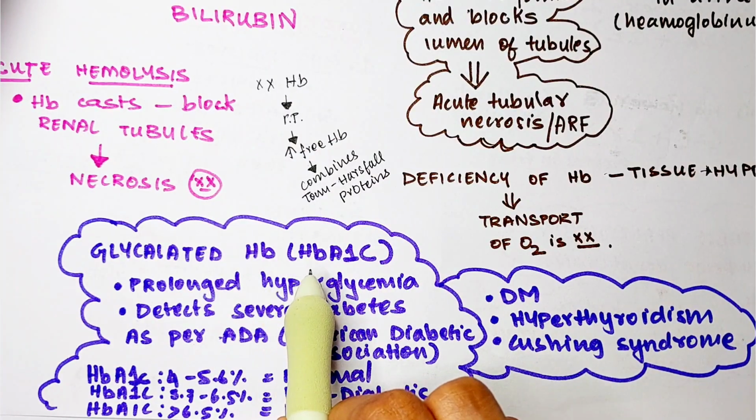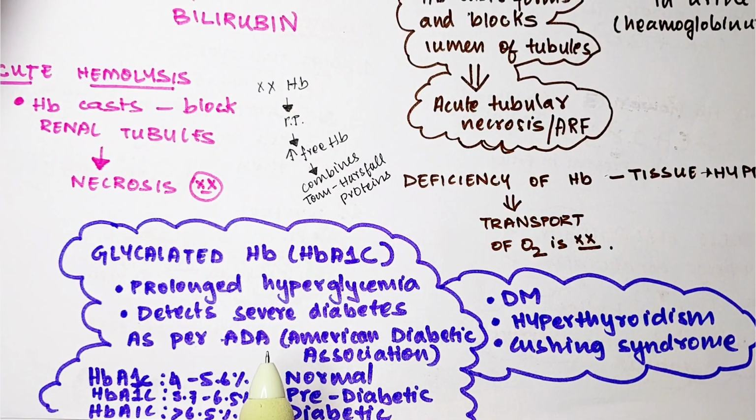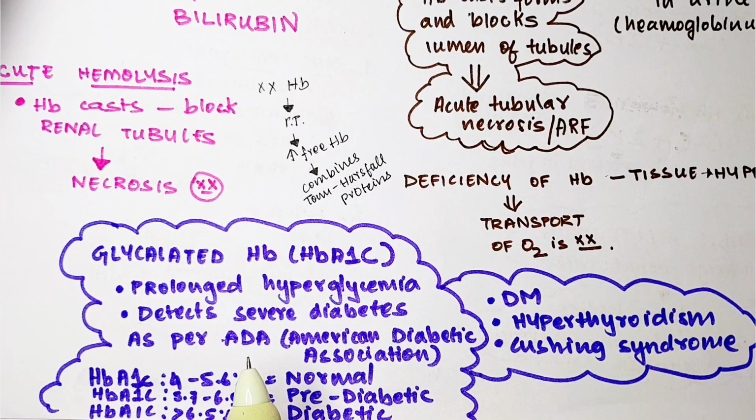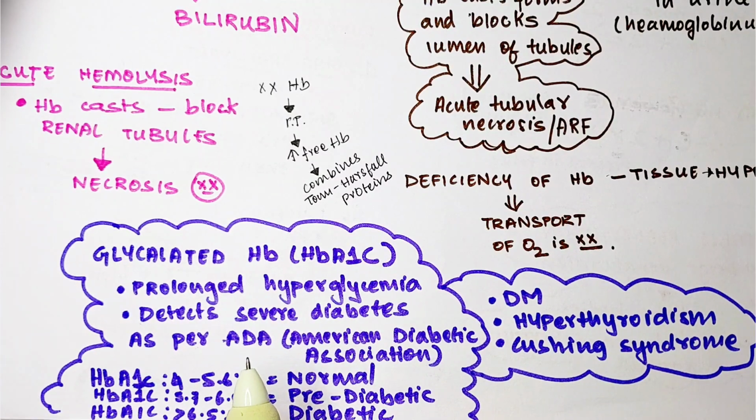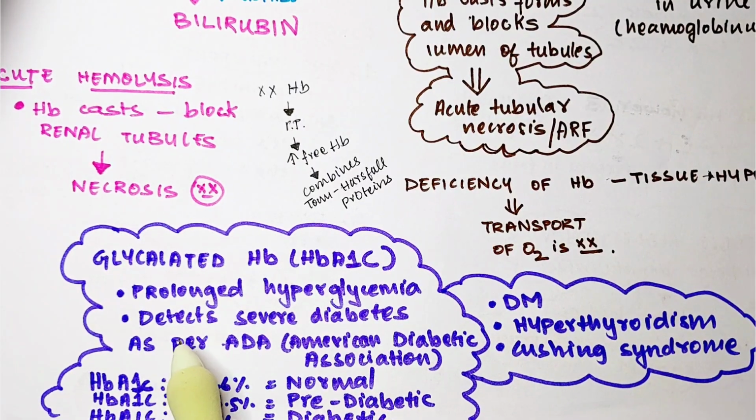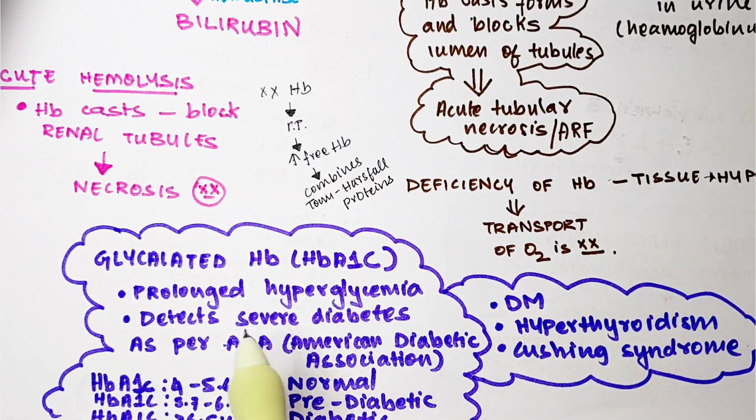Glycated hemoglobin, that is HbA1c. This glycated hemoglobin is very important. It is a test which helps to find out prolonged hyperglycemia, whether a person has a high amount of glucose in the plasma. When we have to know how long glucose has been high in the plasma, the test we conduct is glycated hemoglobin, that is HbA1c. It tends to detect chronic diabetes or severe diabetics.